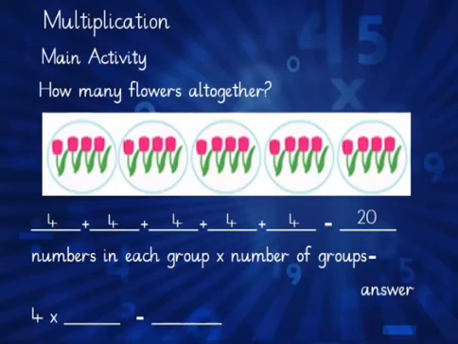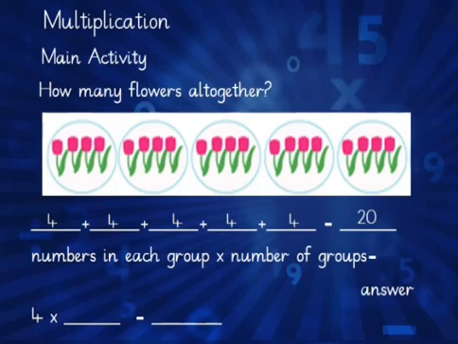Moving on towards the main activity of the lesson, the given question is, how many flowers altogether? One way of finding the total number of flowers is repeated addition. That is 4 plus 4 plus 4 plus 4 plus 4 is equal to 20. Another way is the number in each group multiplied by the number of groups.